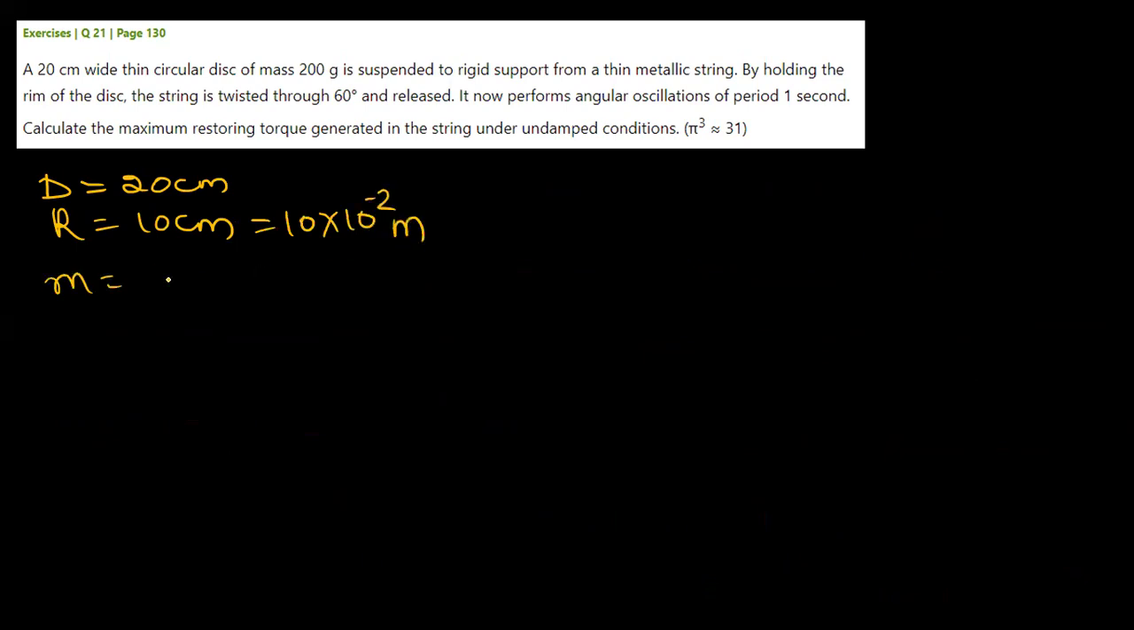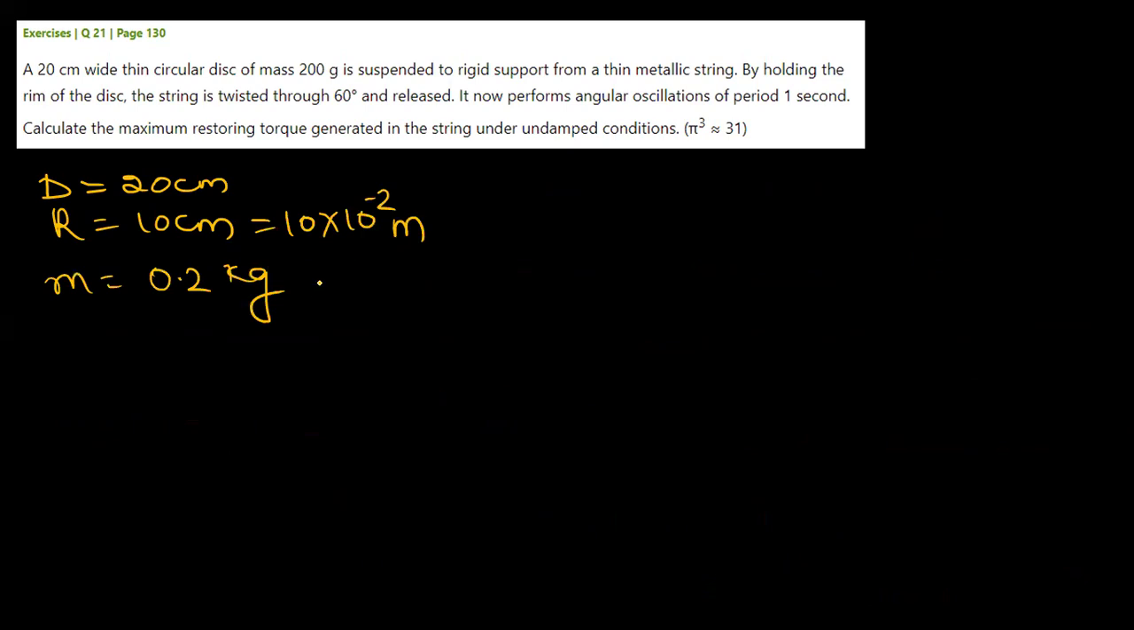A 20 centimeter wide thin circular disc. 20 centimeter wide means diameter is given. Diameter is 20 centimeter, so radius will be 10 centimeter. I'll convert this 10 centimeter to 10 into 10 raised to minus 2 meter. Mass is given 200 gram. I can write it as 0.2 kg.